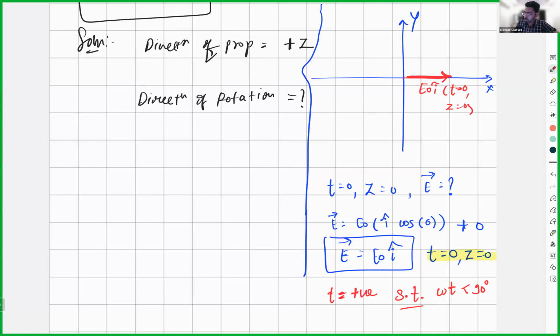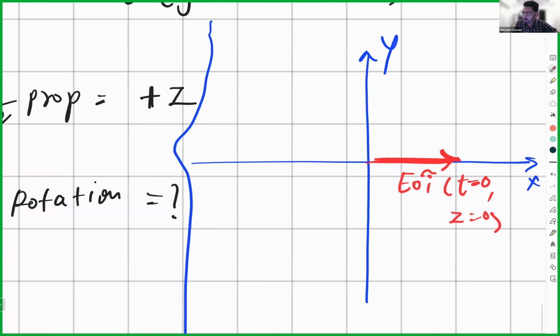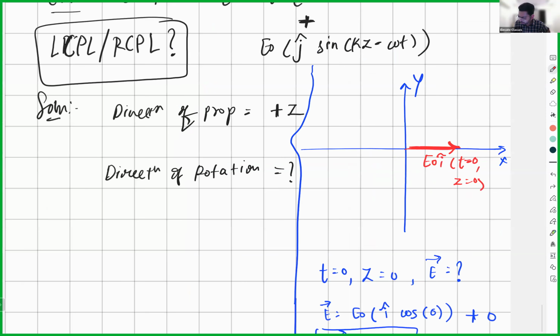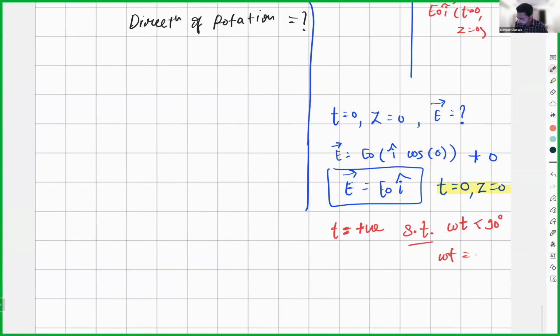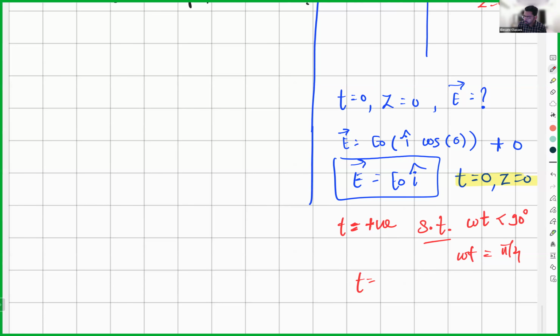Now there are two possibilities where this electric field will rotate with increasing time. Either it can go like this or it can go like this. So we have to find where it goes. So for that, I have told you that you choose an angle which is less than 90 degrees. So let us say omega t is pi by 4. So t is pi by 4 omega, and again z is 0.